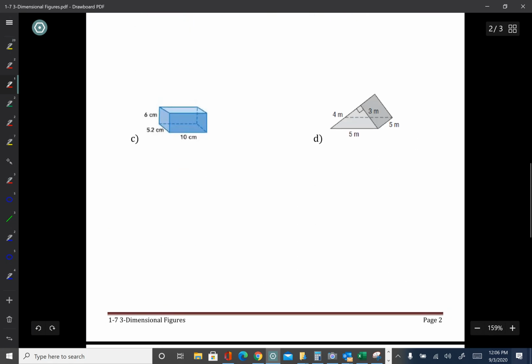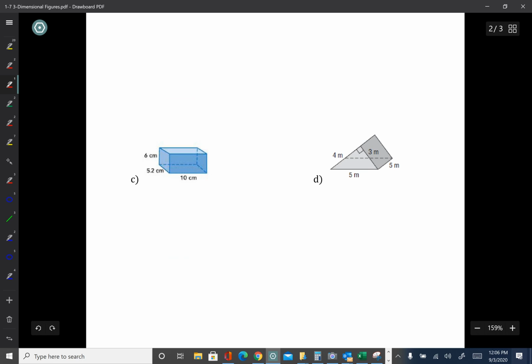I might skip around a little bit. Yeah, I'm going to skip around. Let's do this one first. Let's find the volume of this prism. Well, remember on rectangular prisms, any 2 sides could be the base. So I'm just going to say these sides are the base. This is the base, and this is the base.